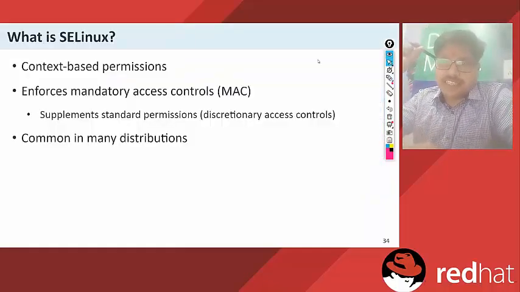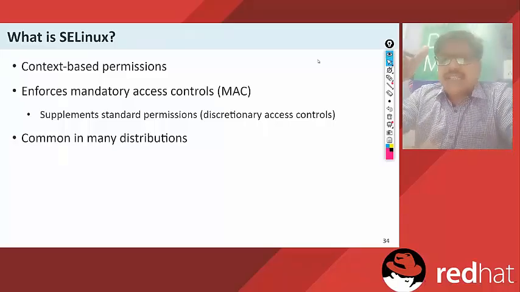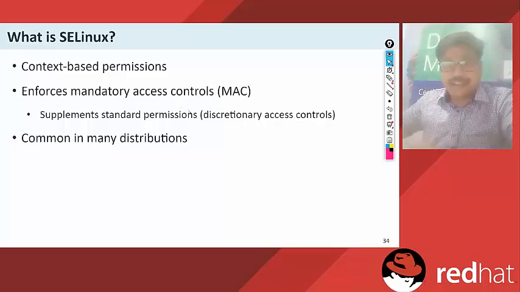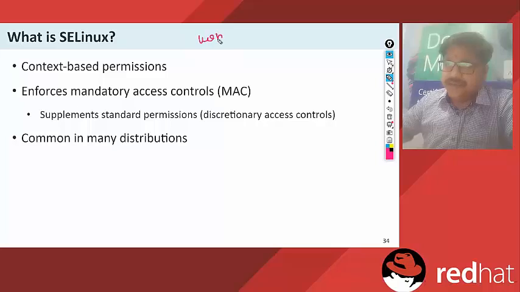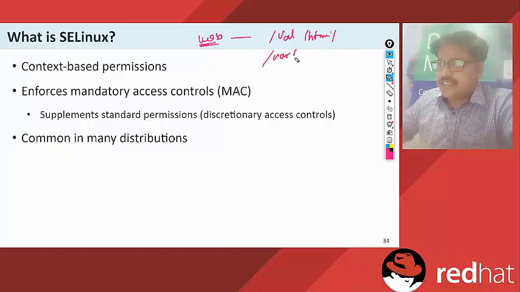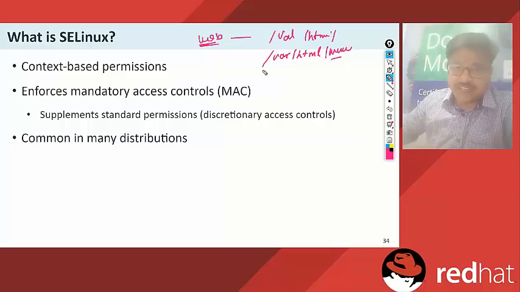First, what is Secure Linux? It is context-based permissions. Context means, for example, there is a web server stored in a home directory. The home directory is /var/www/html. Okay, so this is the location.